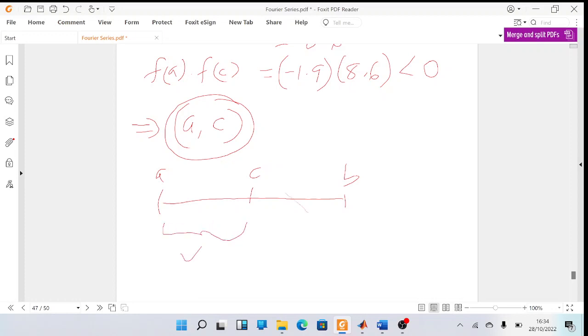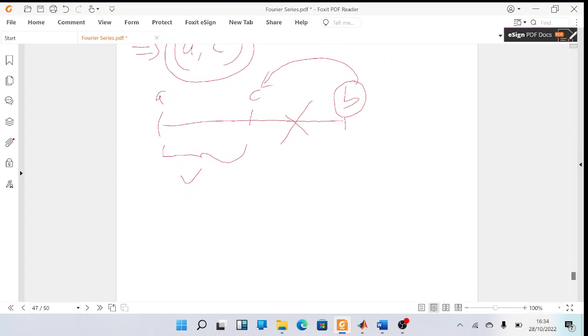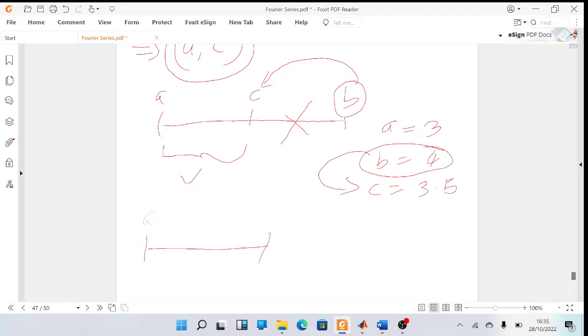So we are going to discard this interval. So we are going to move B here, and we repeat the process. So that now A was 3, B was 4, and C is 3.5. So what we are going to do is move this B to the point C, so that we now have the interval A, B, but A is still 3, but B is now 3.5.